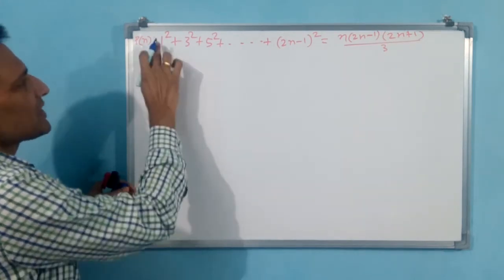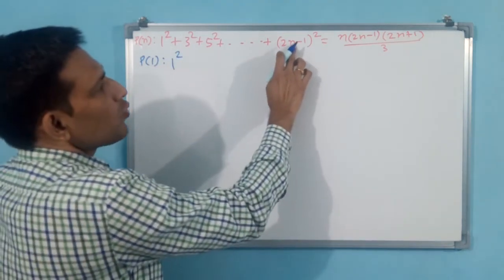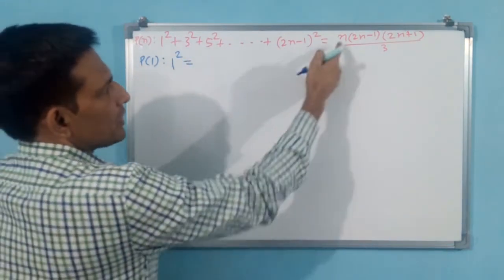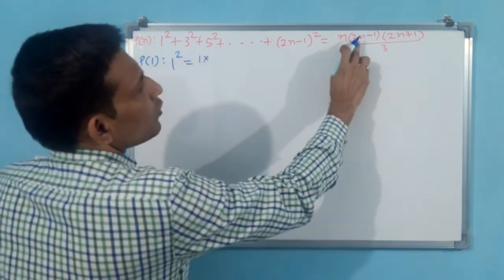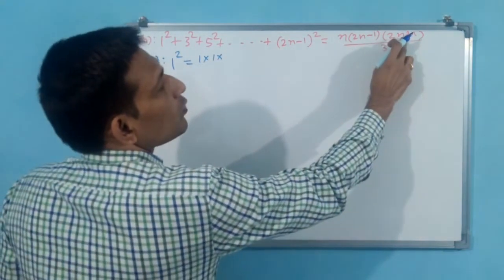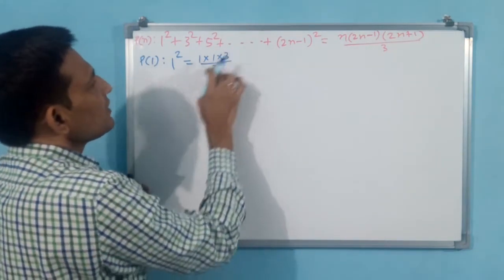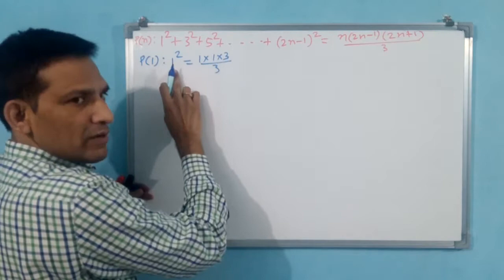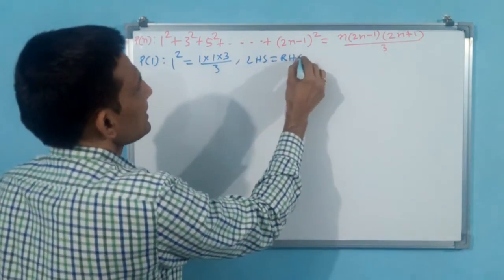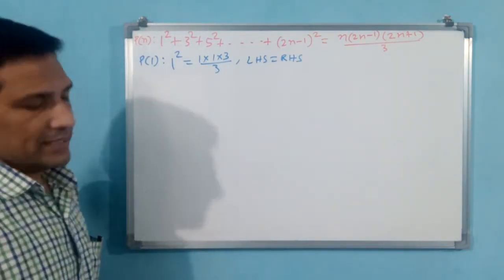P of 1 is equal to... You see, in the first step you have to take 1 square. Or else you go here: 2 into 1, 2; 2 minus 1, 1. 1 square has come. That is equal to 1 into 2 into 1, 2 minus 1, 1 into 2 into 1, 2 plus 1, 3, divided by 3. The 3 is going to get cancelled. 1 into 1, 1 square or 1. So 1, 1. That means LHS is equal to RHS has come. Okay? Both are the same. LHS is equal to RHS.